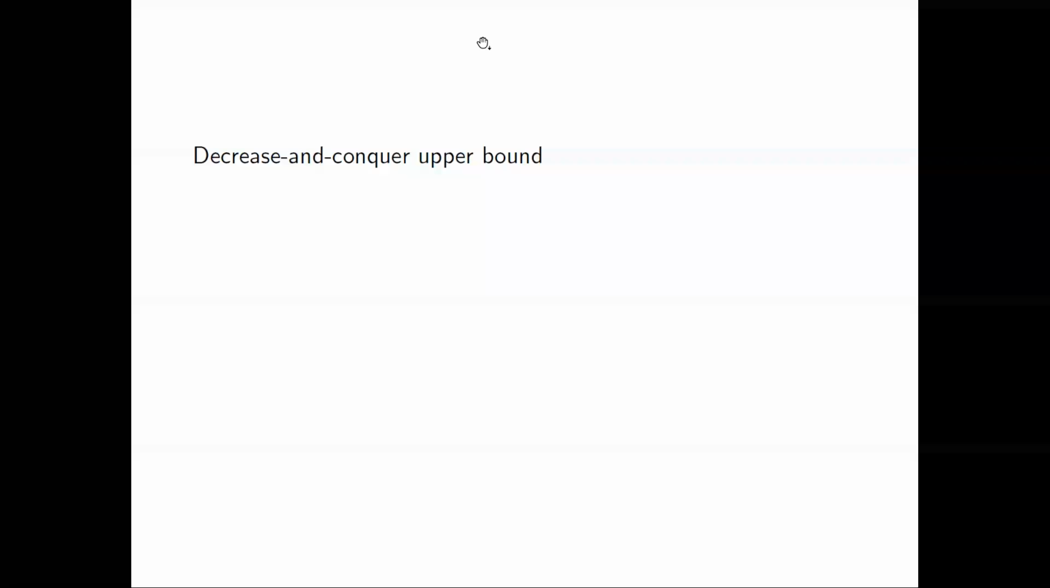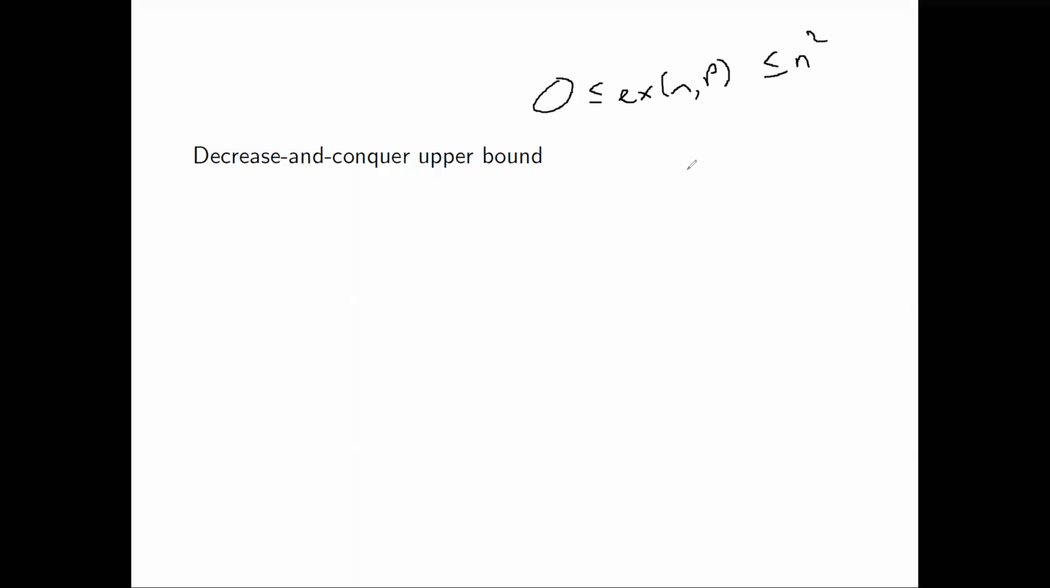We can say that in general, EX(n, P) always has to be less than or equal to n squared. It also has to be greater than or equal to 0, because you can't have a negative number of ones. And another fact that we mentioned in the last video: if you take EX of the 1 by 1 matrix with a 1 in it, this is equal to 0. So that lower bound can be attained. So this is possible.